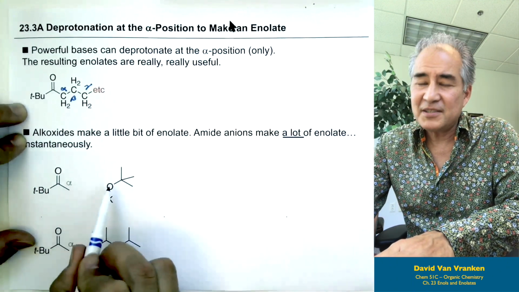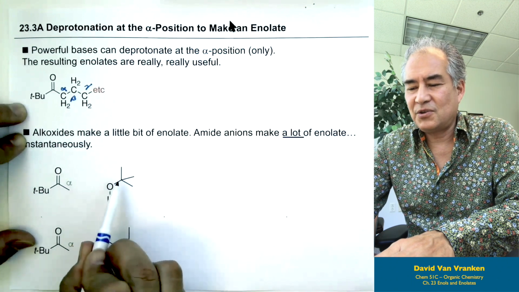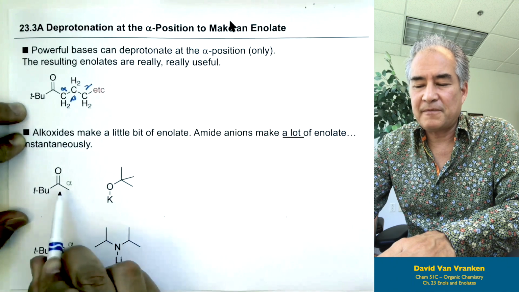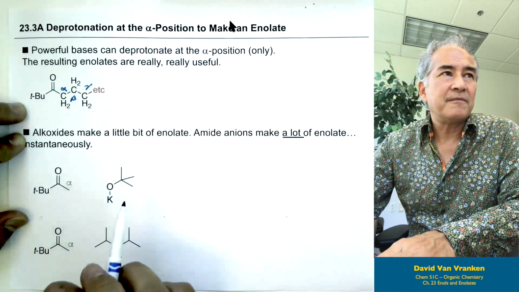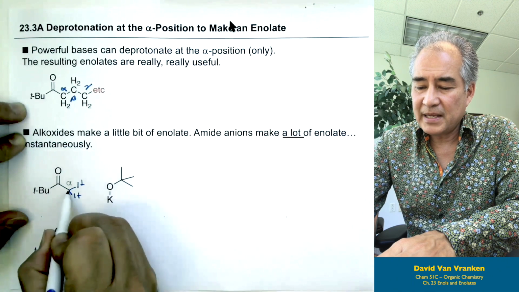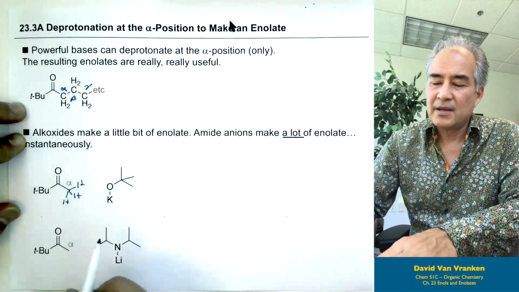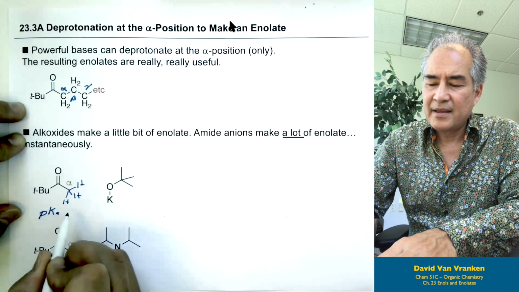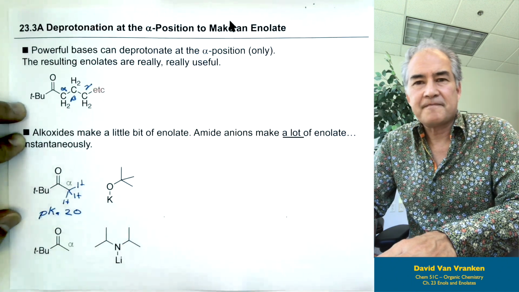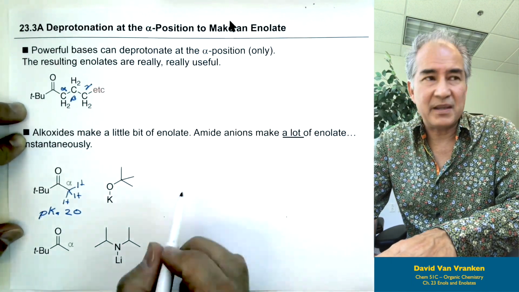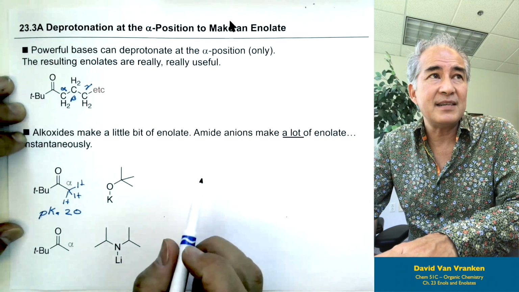Okay, so let's take maybe one of the strongest bases you're familiar with, potassium t-butoxide, and imagine what would happen if we tried to pull a proton from next to this carbonyl, from the alpha position next to the carbonyl. These protons are way more acidic than just a simple alkane. They have a pKa of about 20. So not as acidic as an OH, like 10,000 times less acidic than an OH.